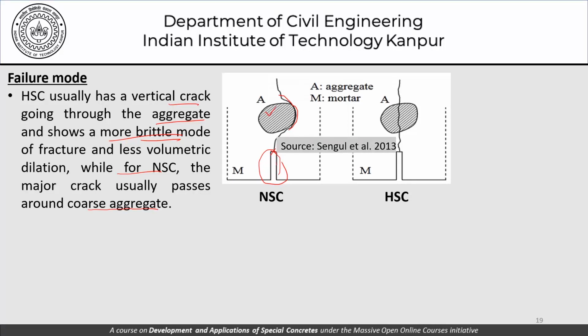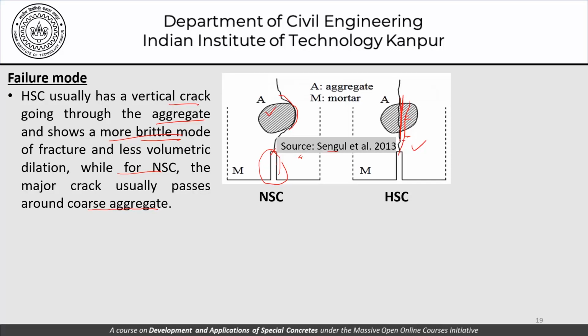Whereas in high strength concrete, because of the comparable strengths of the mortar phase and the coarse aggregate, this mortar being much stronger than this mortar here, the aggregate tends to break and the crack propagation occurs through the aggregate. So that's a very important difference as far as crack propagation in high strength concretes versus normal strength concretes is concerned.